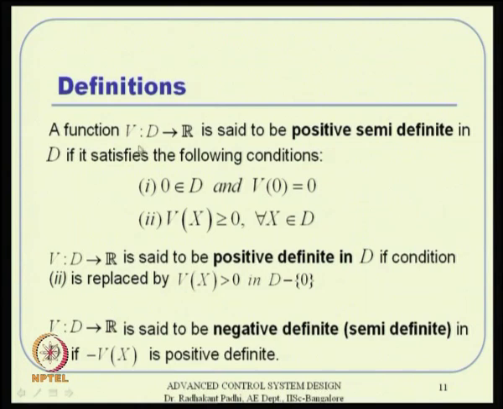Now, a function V which is defined from domain D to R, the same domain D, but the output is a scalar value. That is the difference here. So, we define a function V from D to R, it is said to be positive semi definite if it satisfies these two conditions. That means, 0 belongs to D. Remember, 0 is an equilibrium condition now.